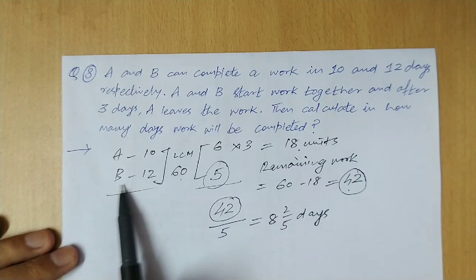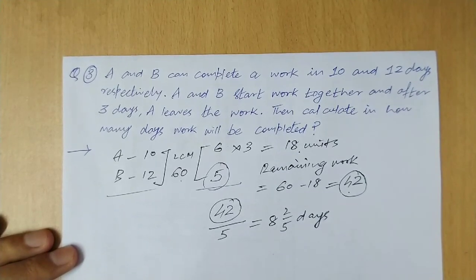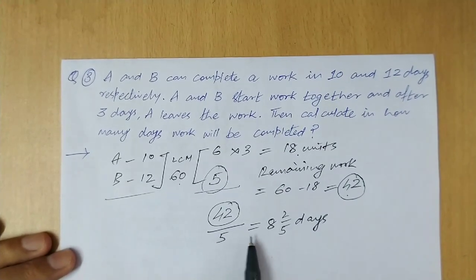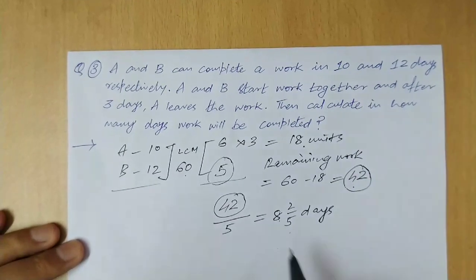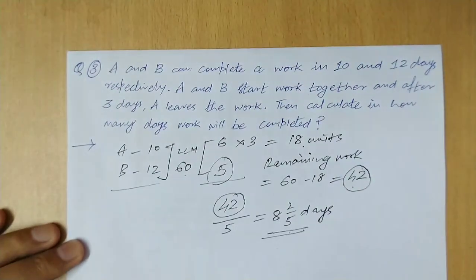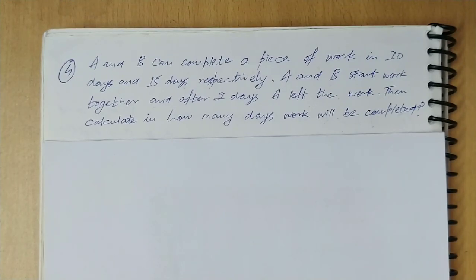So here B begins the work along with A. So if B works without stopping, then he will require 8 and 2 by 5 days to complete the whole work. So this is our answer. Alright, moving on to the next question.